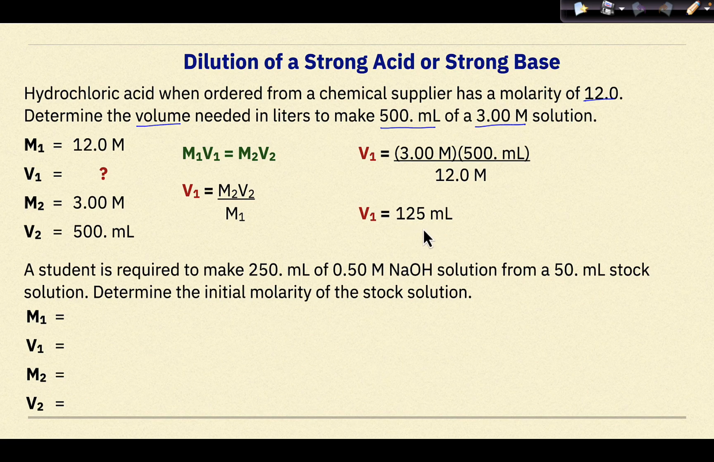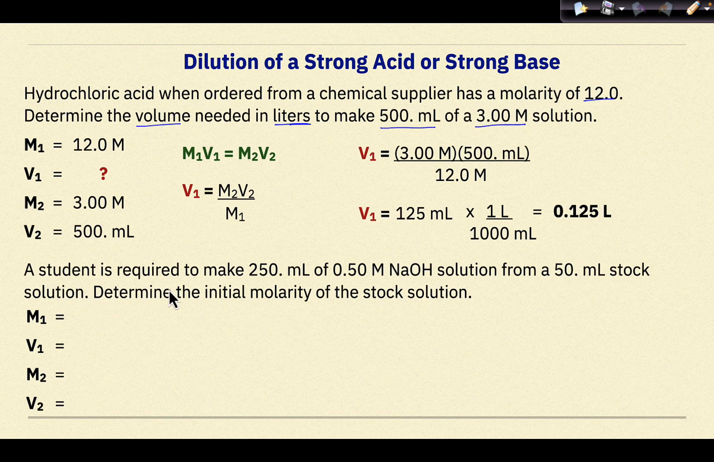The stimulus states that the answer needs to be in liters. Therefore, we need to set up a conversion to get our answer into liters. We know that 1 liter is equal to 1,000 milliliters, and our final answer is 0.125 liters. Let's look at another example.